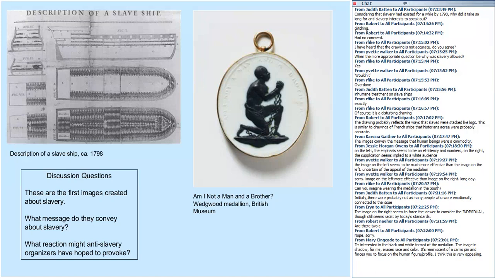And so indeed, the medallion was meant to, the anti-slavery movement in Britain in 1798 is a group of white Britons who are trying to appeal to other white Britons, mostly politicians trying to appeal to other politicians, wanting to get them to end the slave trade.